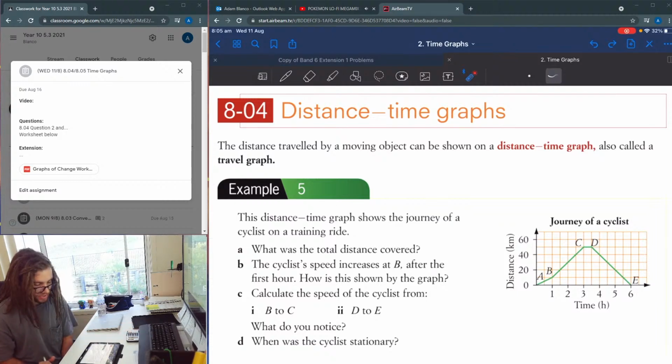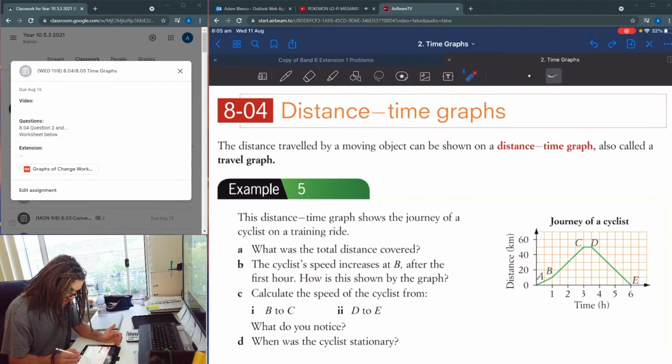This is going to be a 2-in-1, so I'm going to do 2 exercises in one, but they relate heaps, and I don't think they should be 2 exercises in the first place. I'm not going to give you 2 exercises worth of questions. Okay, let's have a look at this. This is a real graph. It's a distance time graph, so time, distance. It shows the journey of a cyclist. What was the total distance they covered?